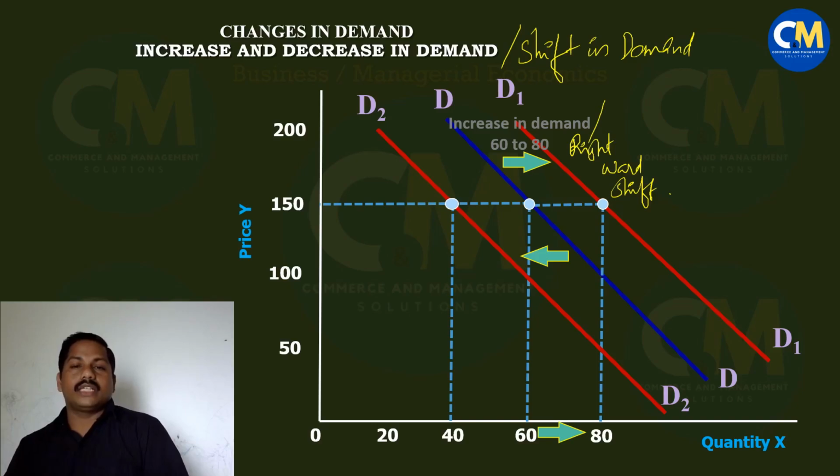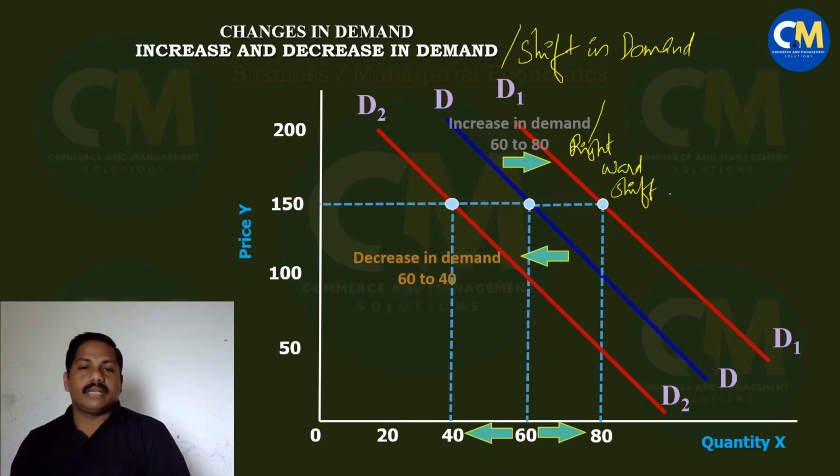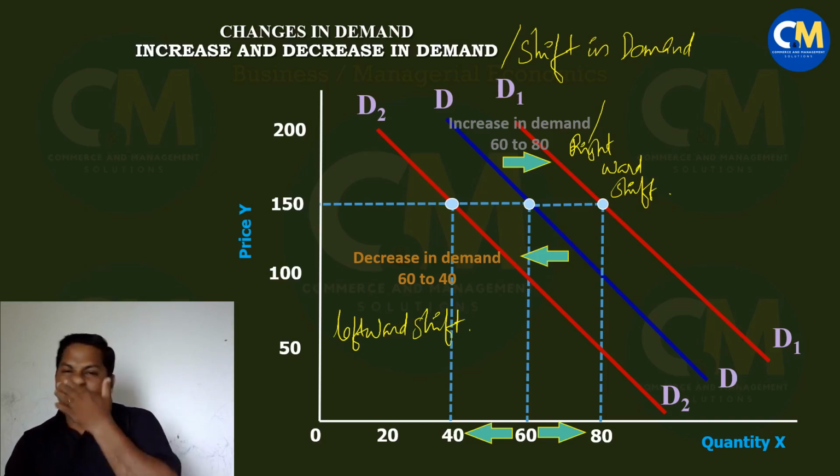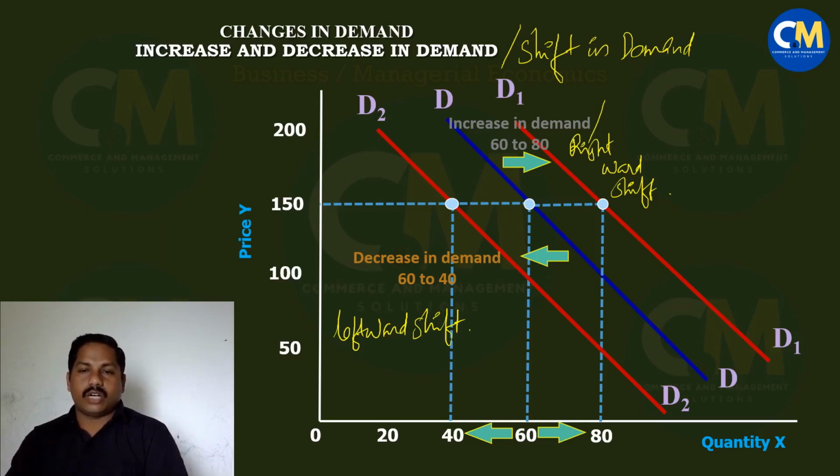This change of quantity demand is called as decrease in demand, or otherwise called as leftward shift. So this is the way we can express the increase and decrease in demand. Hope you understood how to derive this increase and decrease in demand, and hope you understood what is extension and what is contraction.